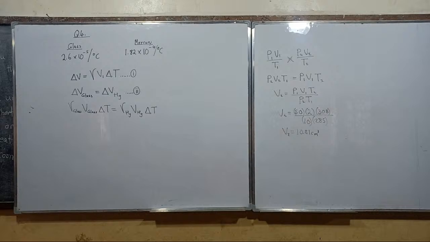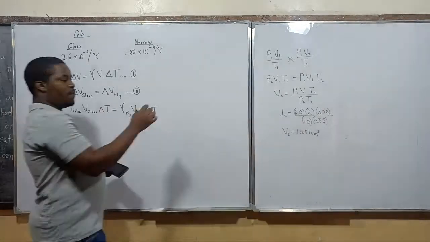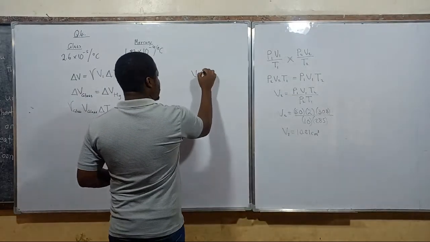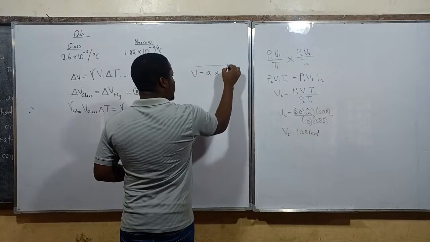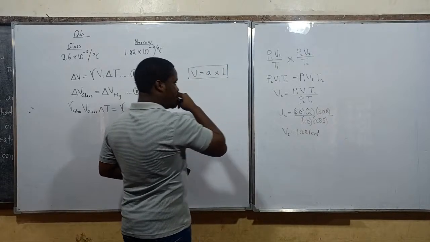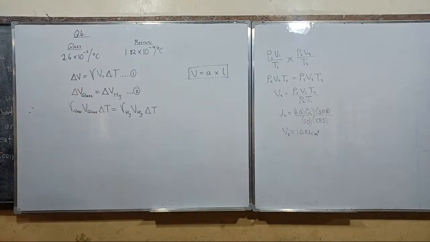So from there, how do we proceed? First of all, something you need to remember: volume, V, is equal to area multiplied by a certain length. Volume is equal to area times length. Now that we know that, we can say the volume of glass is equal to the length of the glass times the surface area. So that's what we want to substitute everything with.